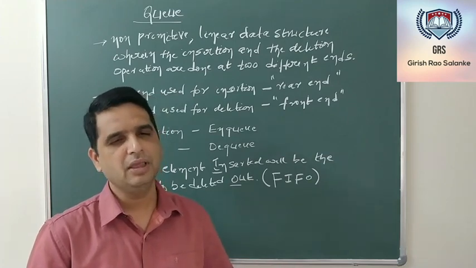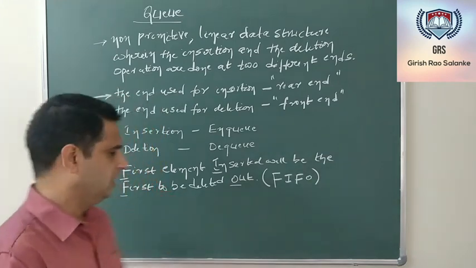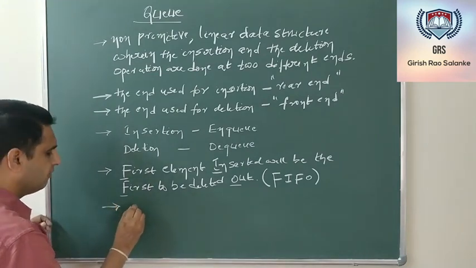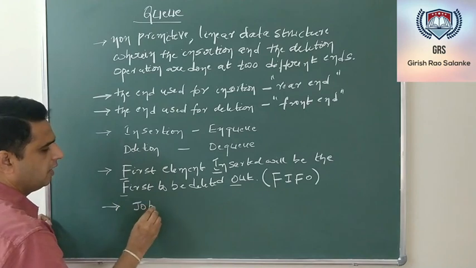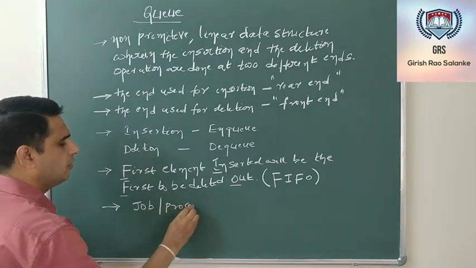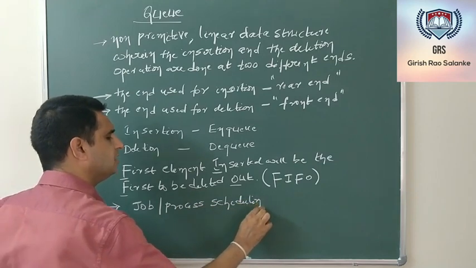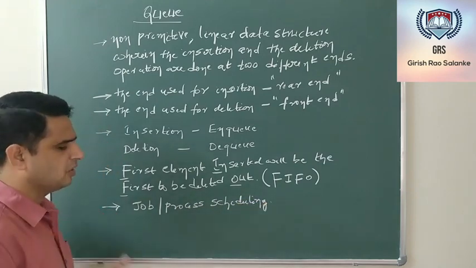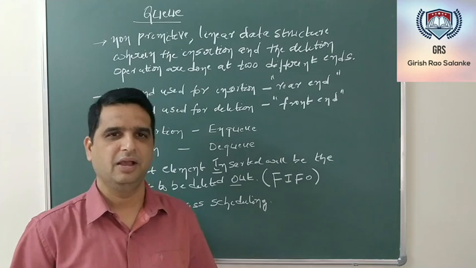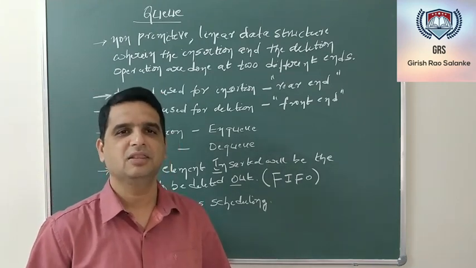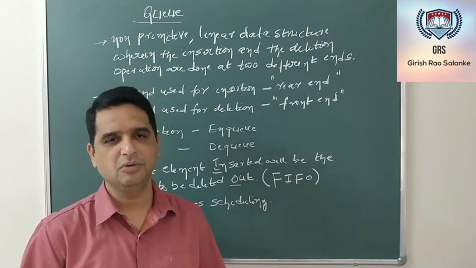And most commonly, this data structure queue is used for scheduling operations, whether it might be job scheduling or process scheduling. These are the most common applications of a queue. Now, before going to the implementation of a queue, let us see what are the different types of queues that are available.